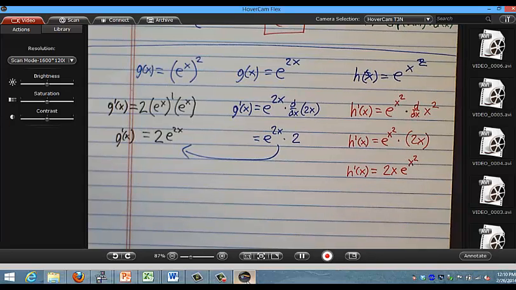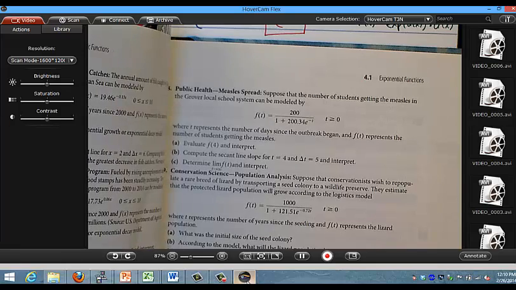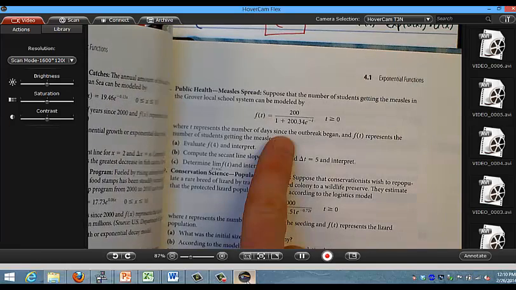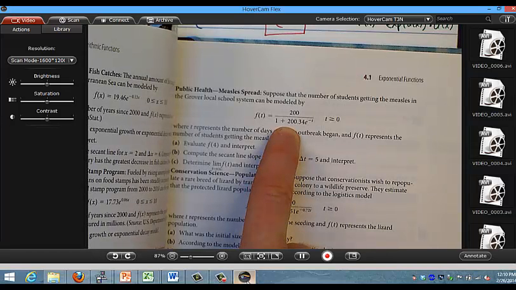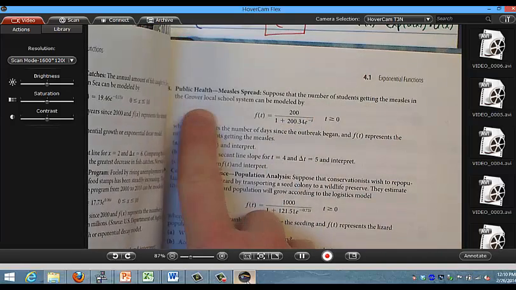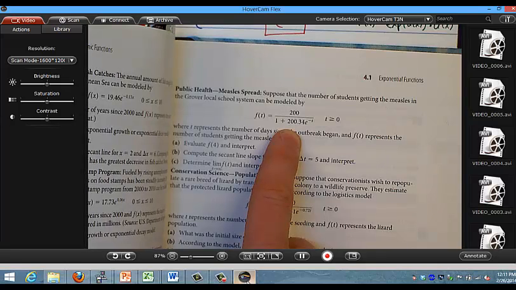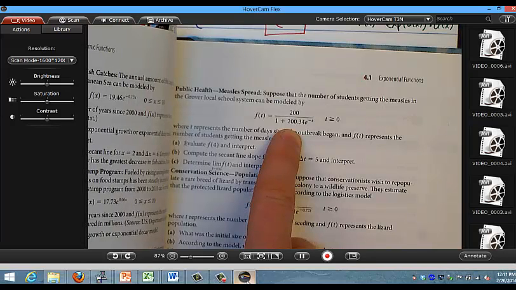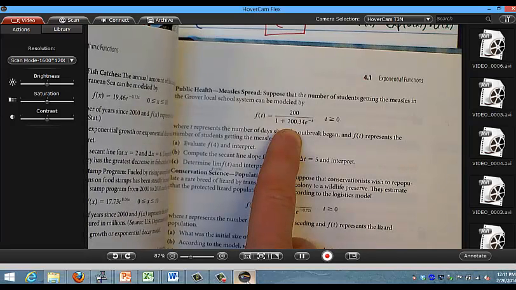For example, here's a public health problem. Whoa, look at that function. What is that model? Suppose the number of students getting measles can be modeled like this. This is an actual, it's called a logistic growth curve, and it does model the spread of diseases. Funny thing is, it also models the spread of rumors, which is interesting. I guess you could call a rumor a disease.